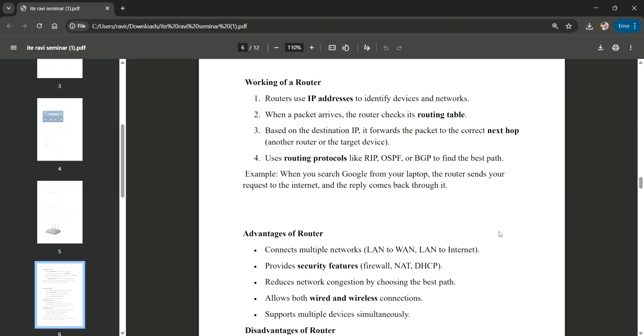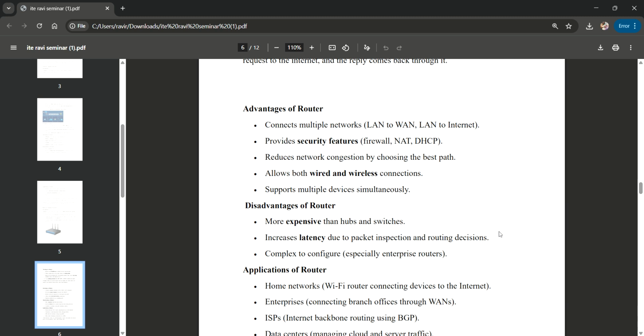It allows both wired and wireless connections. It also supports multiple devices simultaneously. Disadvantages of a router are that it is more expensive than hubs and switches. It increases latency due to packet inspection and routing decisions. It is more complex to configure, especially the enterprise routers.